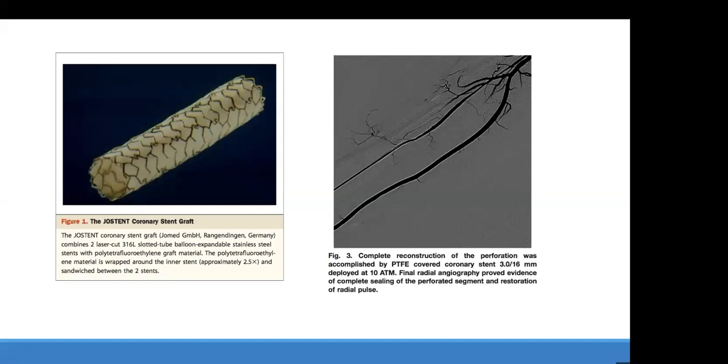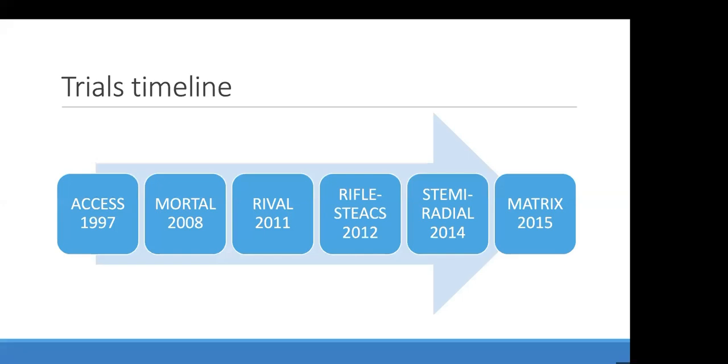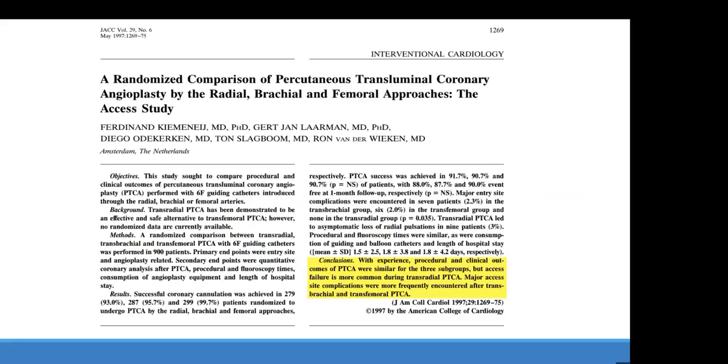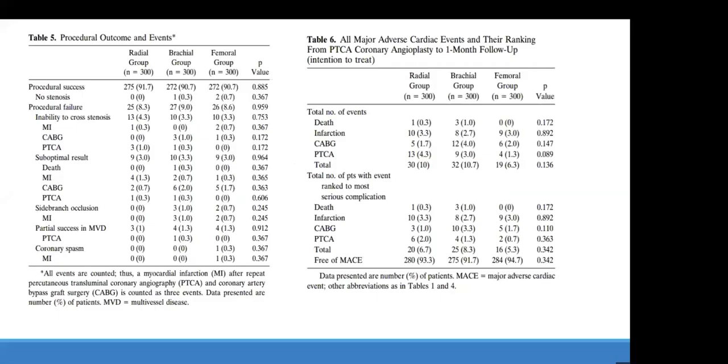This is the timeline of the big studies that did study the radial artery across the years and did show benefit. I'll go across quickly because it's not the area for it. The consensus of all these studies is that it was safe and effective. It will not hinder your PCI.